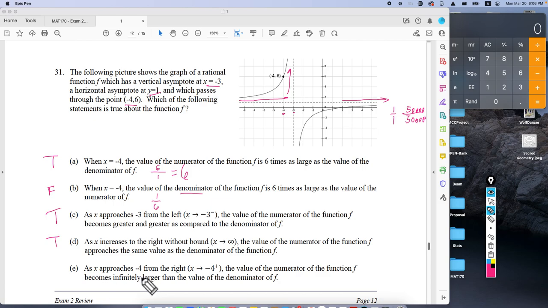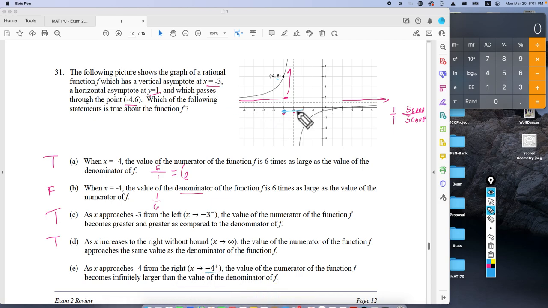Finally, as x approaches -4 from the right, so that means coming this direction. Let's change colors on this one. So we're getting to -4 from the right. The value of the numerator of the function f becomes infinitely larger than the value of the denominator. Well, no, that's not the case, because the answer goes to 6. Why is it going to 6? As we get close to -4.